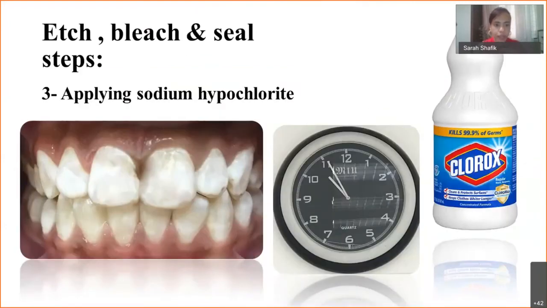Then I started applying the sodium hypochlorite using a microbrush. Okay, I used the microbrush. I started to agitate the sodium hypochlorite for 5 minutes. Actually, the sodium hypochlorite here acted as the bleaching agent. So the acid etch was to create pores in order for the sodium hypochlorite to go inside the enamel pores in order to clean those stains.